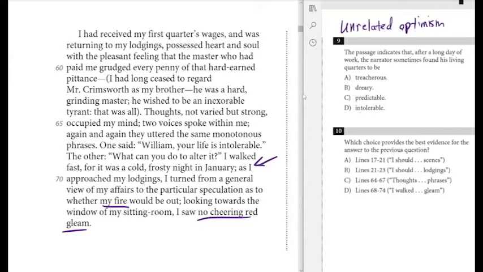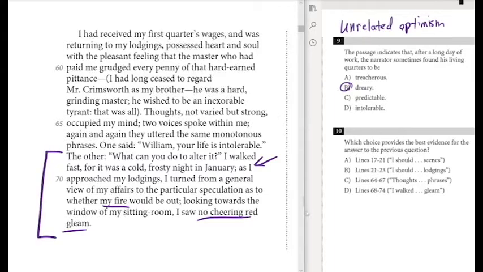And to add even more depression to a depressing situation, that unrelated optimism is unfounded because the narrator says here in the last line of the passage, I saw no cheering red gleam. So, after a long day of work, the narrator found his living quarters to be dreary, lacking optimism, totally depressing. So the answer to number 9 is going to be B. Now for number 10, the place where we were looking at all of that was literally 68 to 74, so we can easily pick choice D for number 10.